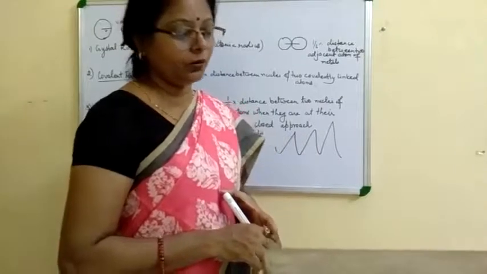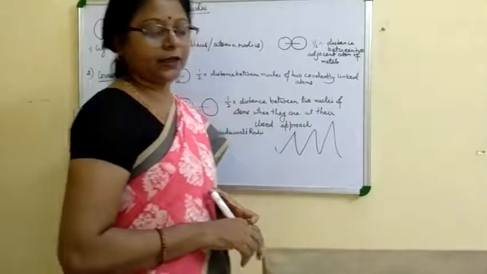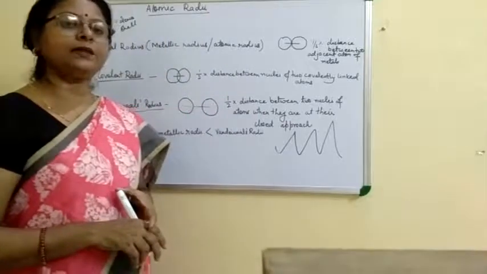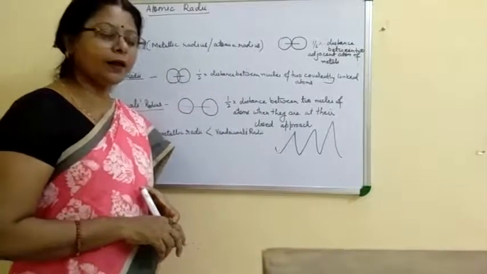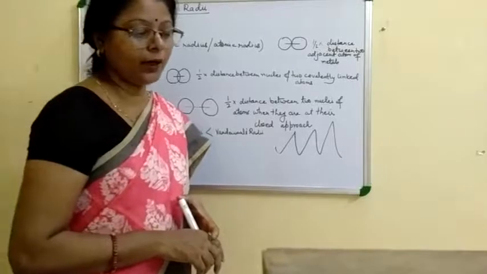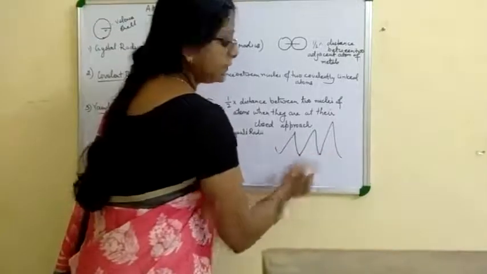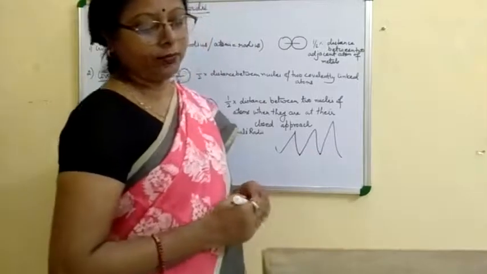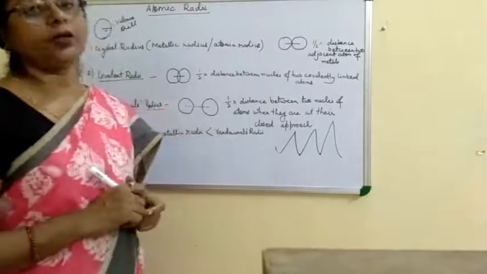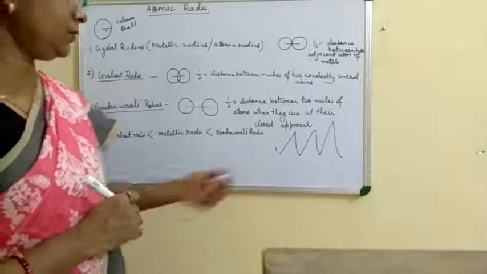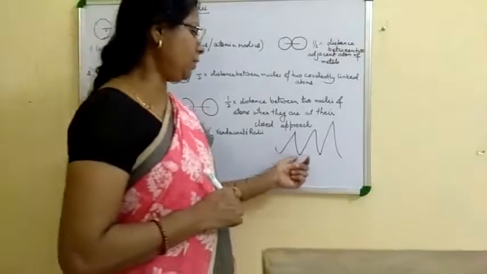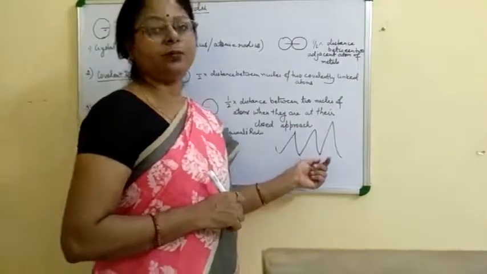The less reactive transition metals like iron, manganese, cobalt, etc. are present at the minima of the curve. Here, the transition metals are present.